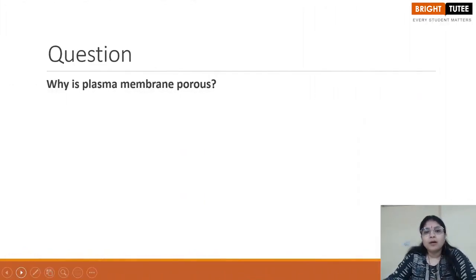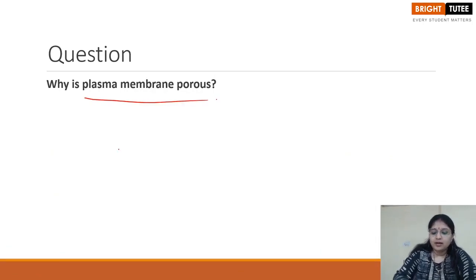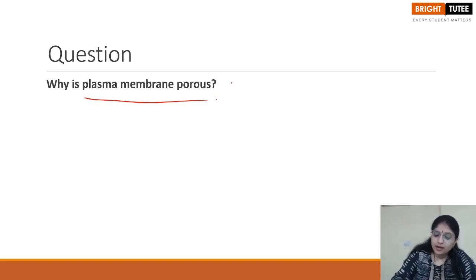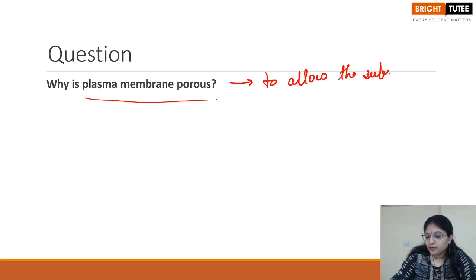Why is a plasma membrane porous? So the plasma membrane is porous because the cell is a living thing, right? It needs oxygen, it needs nutrition, and it needs to get rid of certain things. So the porosity of the plasma membrane allows the movement of substances in and out of the cell. So the plasma membrane is porous to allow the substances to move in and out of the cell, right?